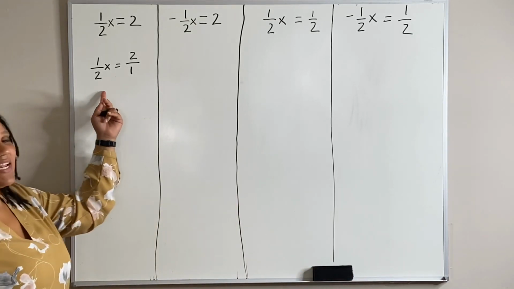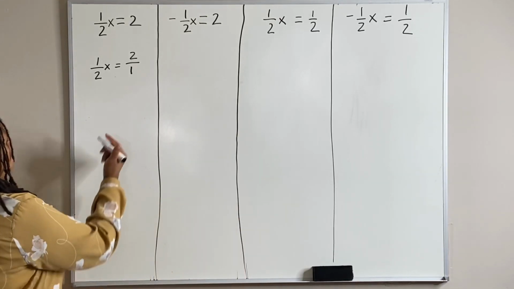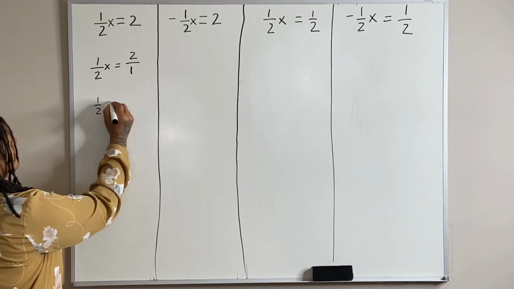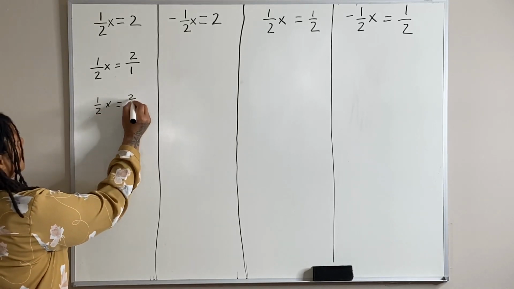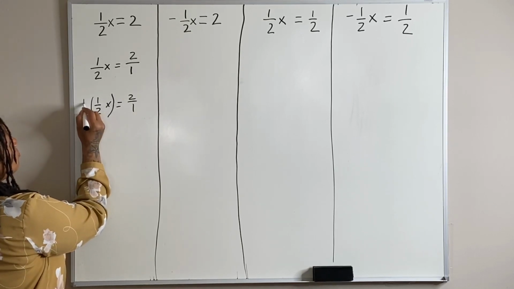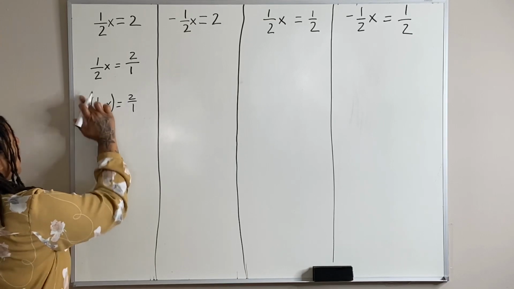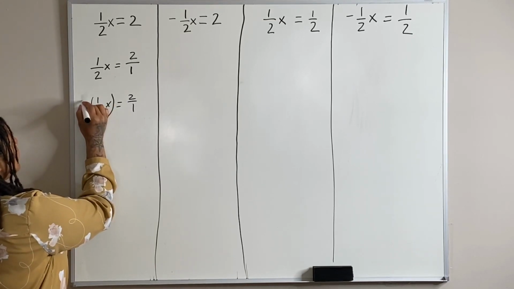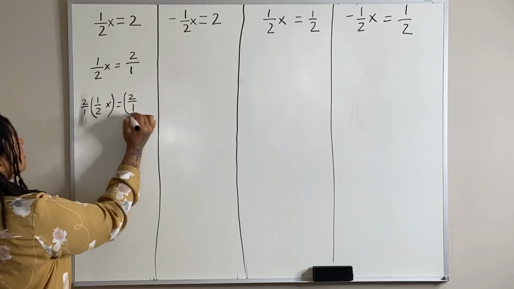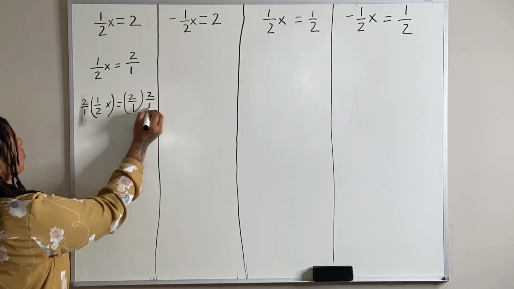So to isolate x, we want to multiply by the reciprocal. So I'm going to come over here and rewrite this out. And what I'm going to do is multiply by the reciprocal. The reciprocal of 1/2 is 2 over 1. So I'm going to come here and say 2 over 1.